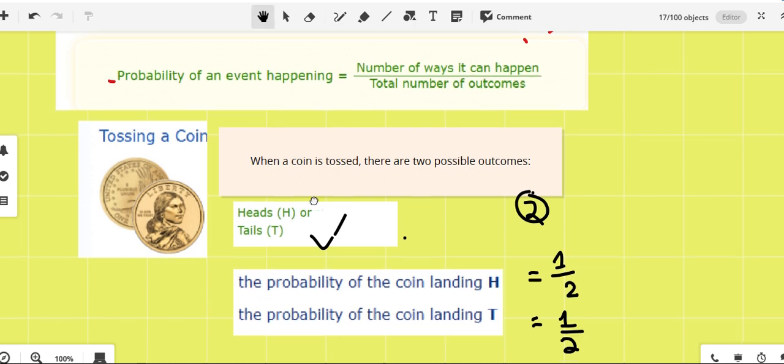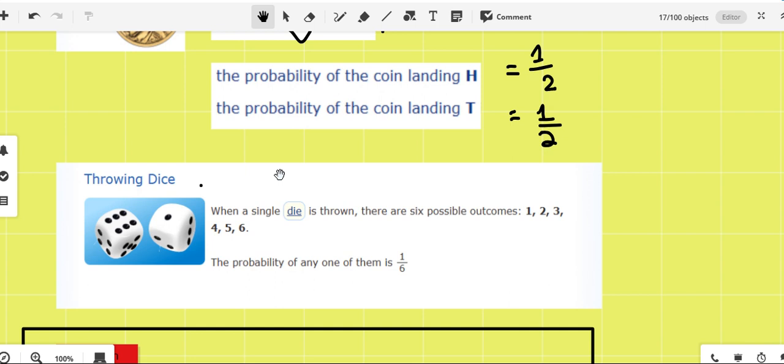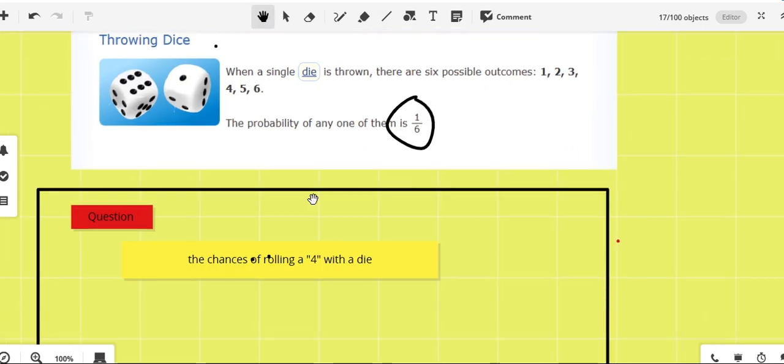Now let's move on to the next example. Dice. You have one dice, and how many faces with digits are there on one dice? 6. So the total possible outcomes are 6. The probability of rolling any one of the numbers they are asking, like 4, 5 or 6, would be 1 out of 6.